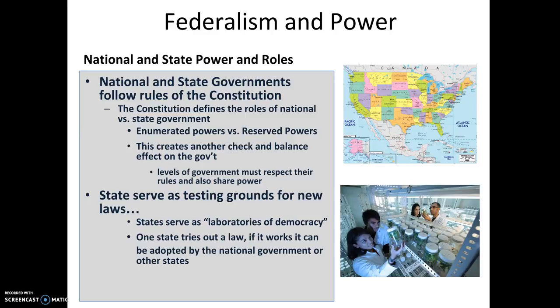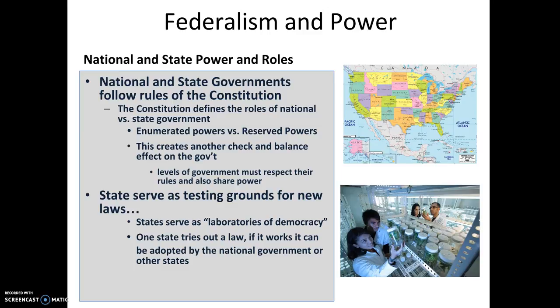If you're going to have a system set up this way, you clearly have to have rules that shape how the power is shared. And the Constitution of the United States defines the power and the roles that the national government and the state governments would play. There's a certain realm of power that the national government holds. The level of government that holds enumerated powers is the national government. These enumerated powers are the ones that are listed out in the Constitution. So if you need some examples of those enumerated powers, refer back to that. Think about those national powers that the government in Washington, D.C.